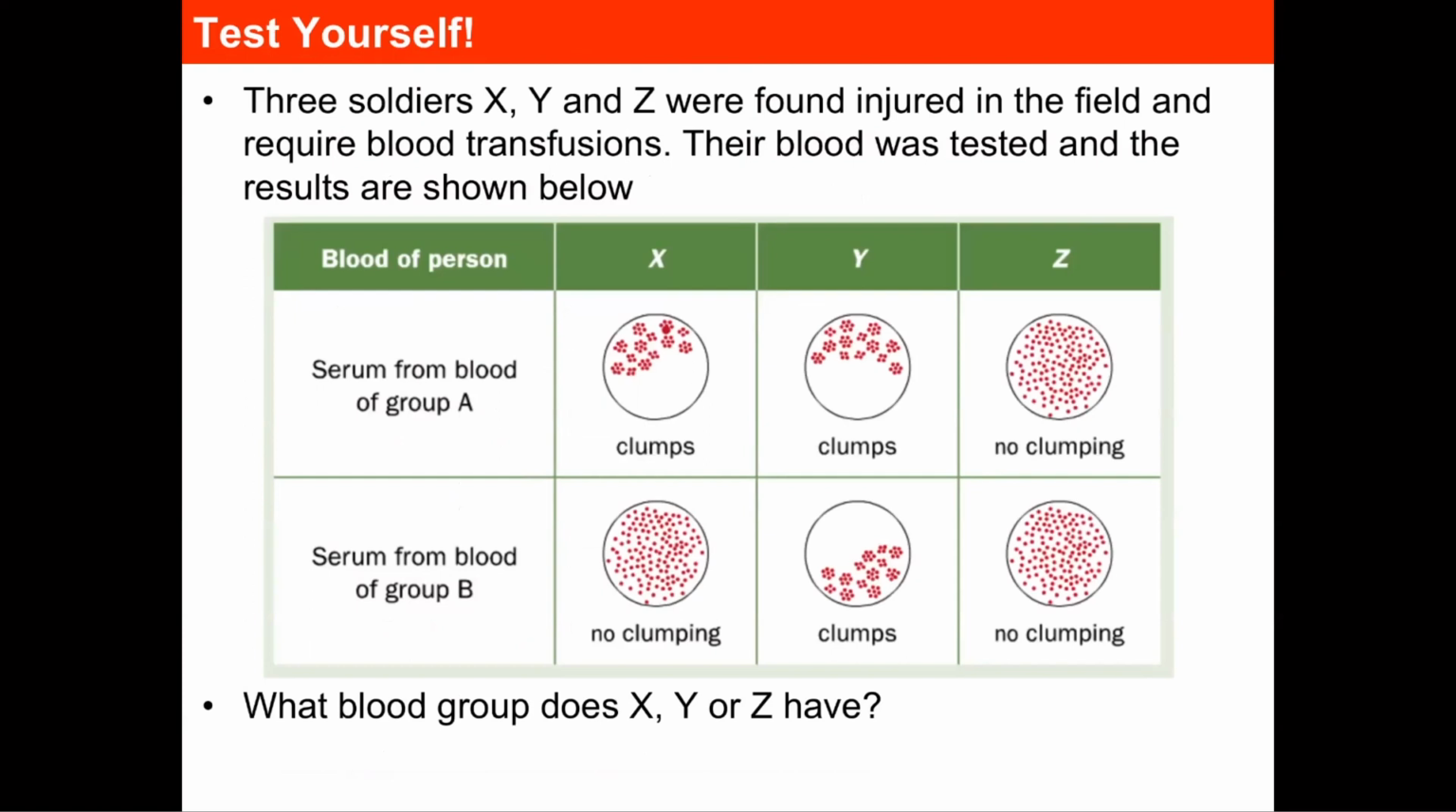And finally, this is for you to test yourself. What blood group does person X, Y, or Z have? Just go through this. This is an example of a type of question that you can be asked. If you know your blood group typing concepts very well, you should be able to determine the blood group of person X, person Y, and person Z.